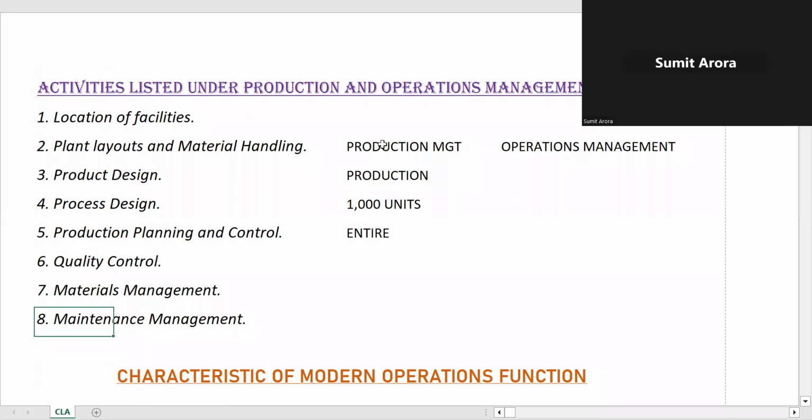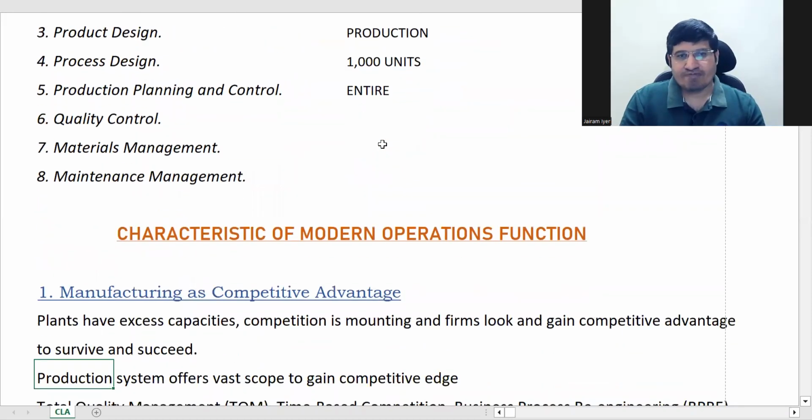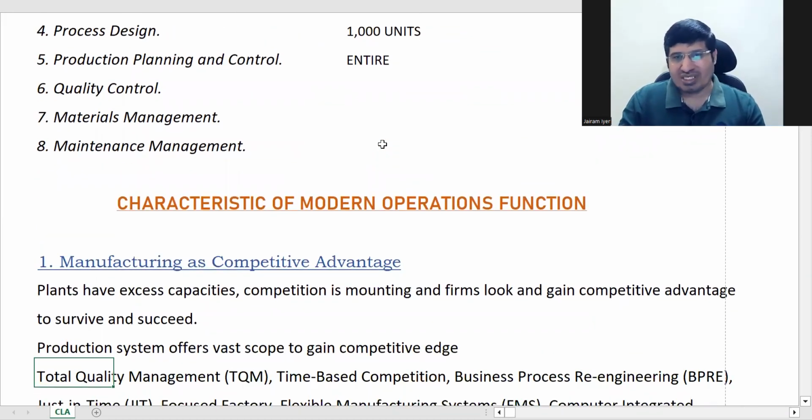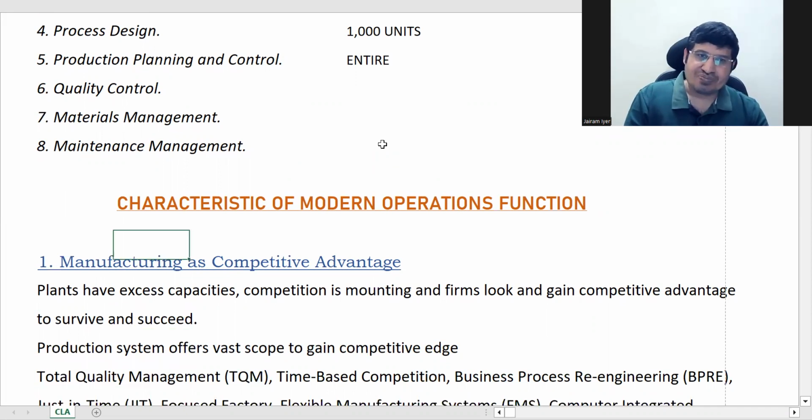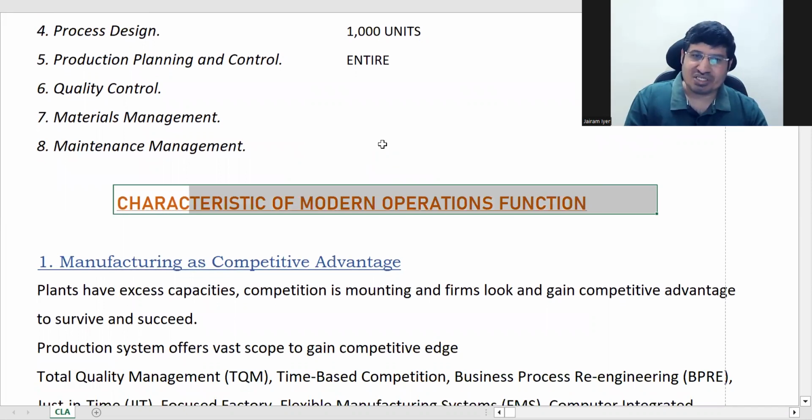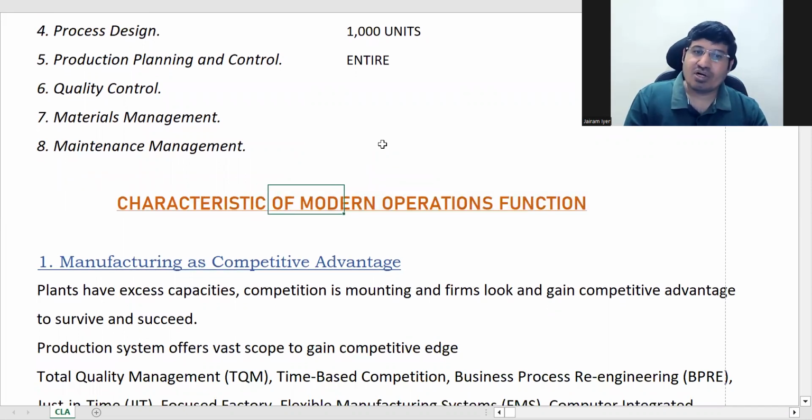Yes, sir. Okay. So now there are two last questions in this chapter which we should know. After this, the chapter will be over, and in the remaining time we will be able to complete it. So one is the characteristics of modern operations function. Older manufacturing functions or modern operations functions, what is the difference? What are the characteristics?